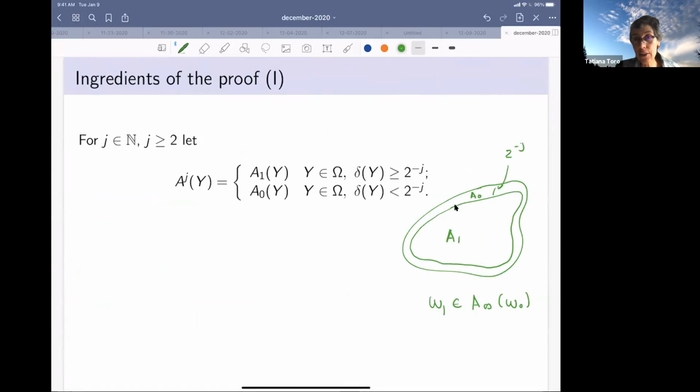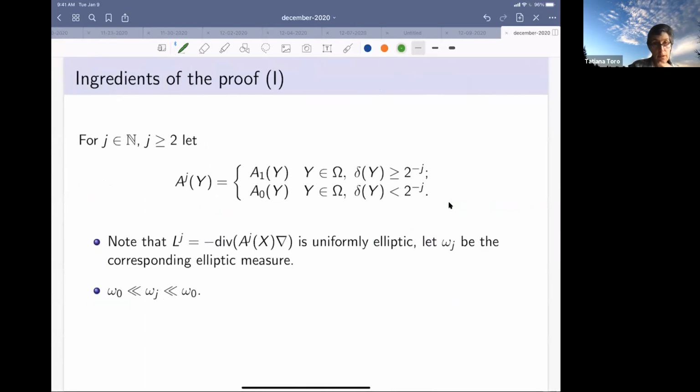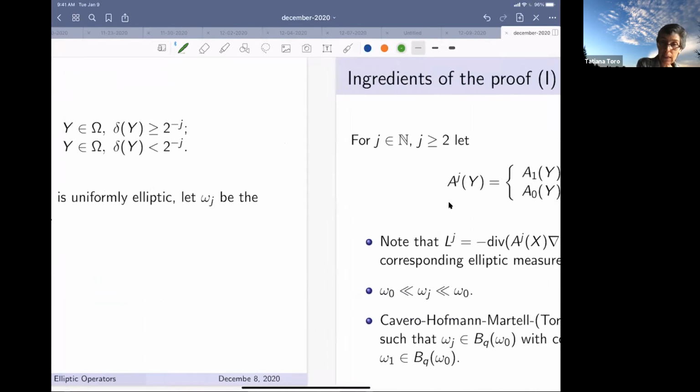We are going to look at the omega j. We're going to say omega j is an A infinity weight with respect to omega 0. And what we would like is to get uniform estimates so that I can pass to the limit and things work. Okay, that's what we want to do. Of course, it's slightly more elaborate than that, but that's the idea.